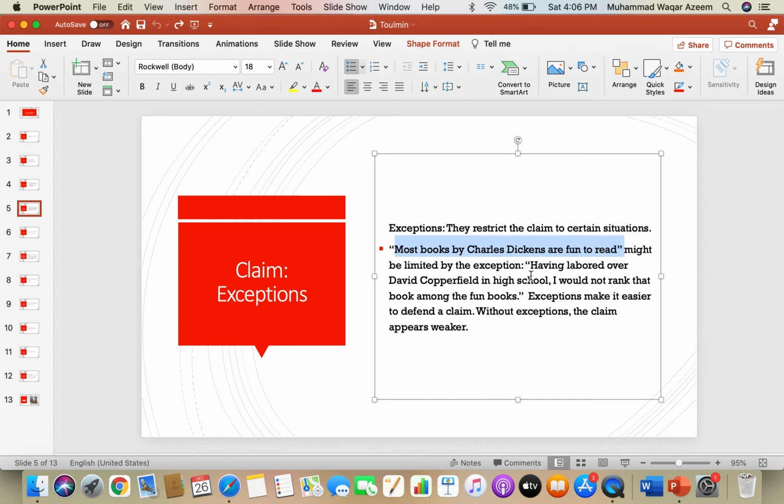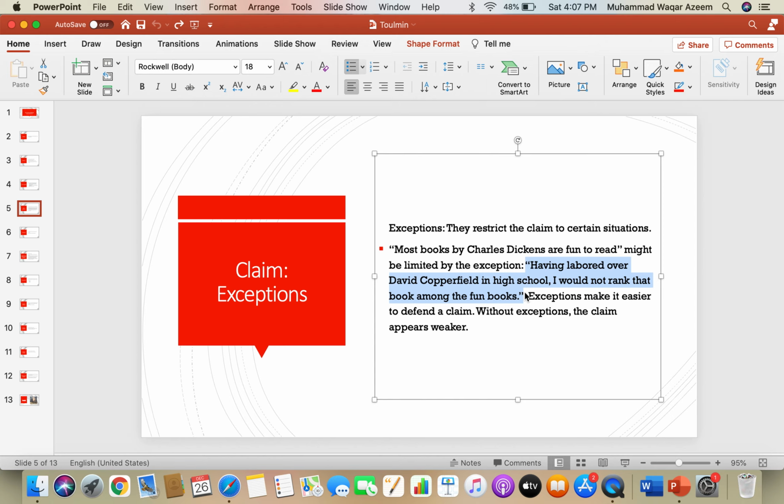Now, here is a claim with an exception in it. Having labored over David Copperfield in high school, I, the writer, would not rank that book among the fun books. Now, in this second case, what the writer has done is add an exception to the primary claim. The primary claim was that most books by Charles Dickens are fun to read, and then right after this sentence, the writer added another sentence in order to make an exception.